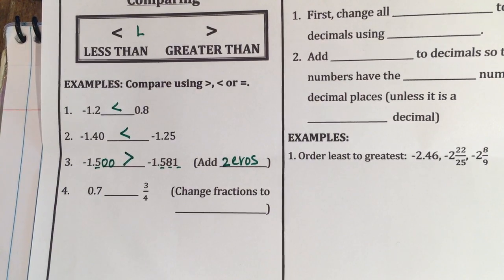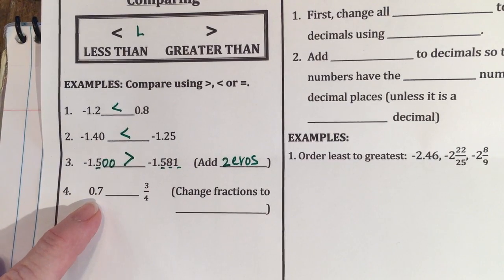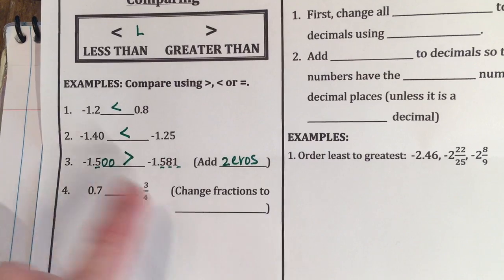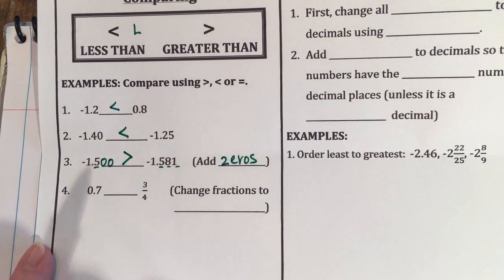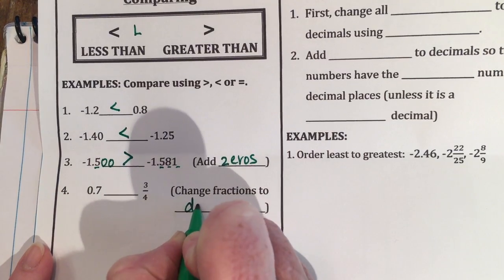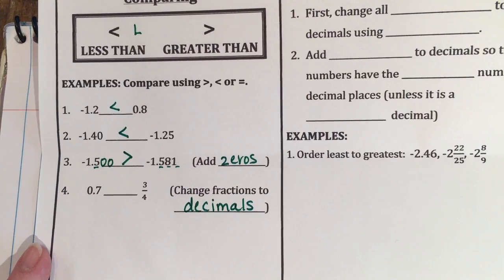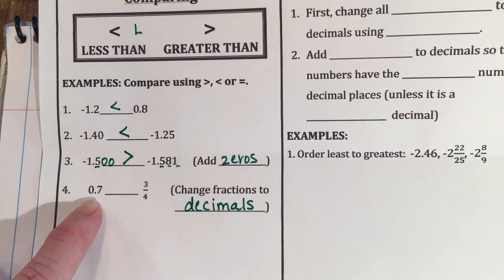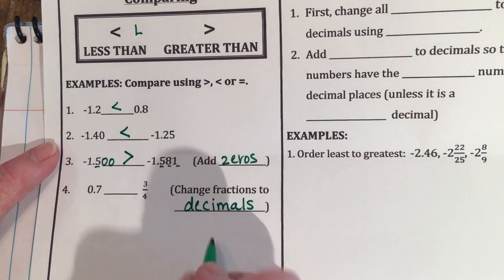So I could change 0.7 to a fraction, but then I would have to get a common denominator with this fraction over here. So what we're going to do is skip that step, and we're just going to change fractions into decimals. And we just learned how to do that, so it should be no problem. This is okay because it's already a decimal, but this one I want to go ahead and change to a decimal. And how do I do that?